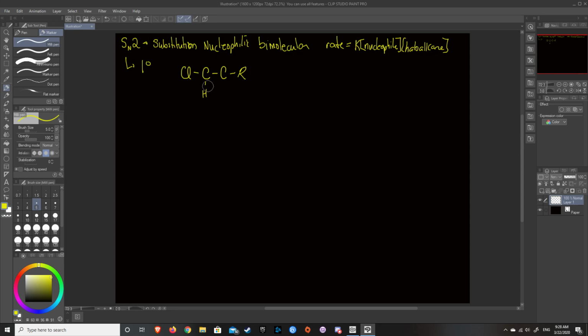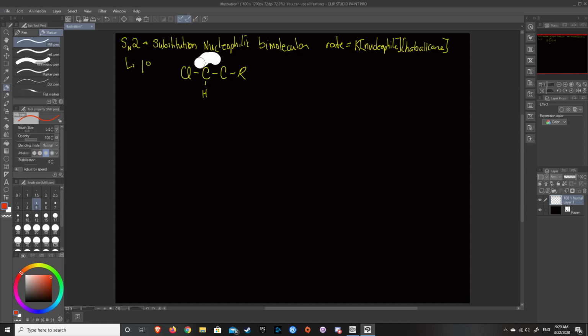If we were to make a secondary carbon in this case, this carbon right here that the halogen is bonded to would need to be bonded to two different carbons. We'd have a CH3, a methyl group up here, or some sort of longer carbon chain. So now you can see it's bonded to 1, 2. So we say right now it's a secondary carbon.